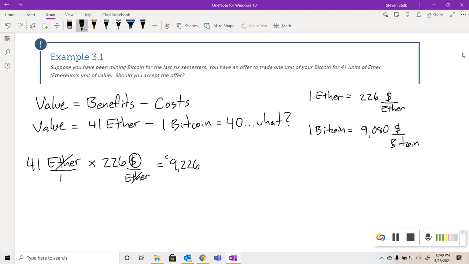Okay, now let's do the same thing with Bitcoin. Right? Let's convert it to dollars. We are going to give up 1 unit of Bitcoin, so 1 Bitcoin. And that 1 unit of Bitcoin is worth $9,080, and the units attached to that 9,080 are dollars per unit of Bitcoin.